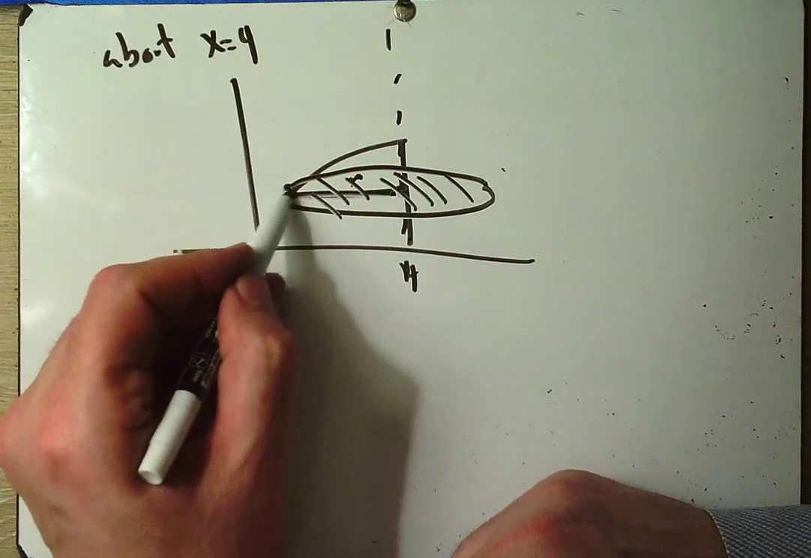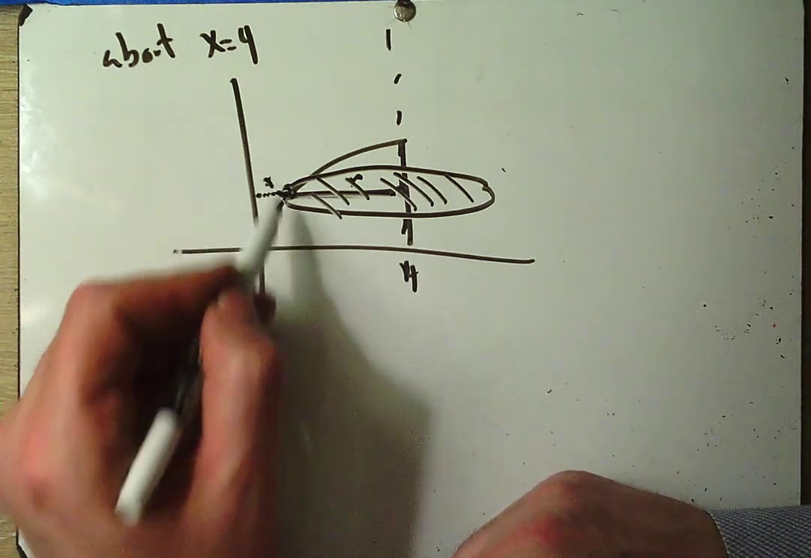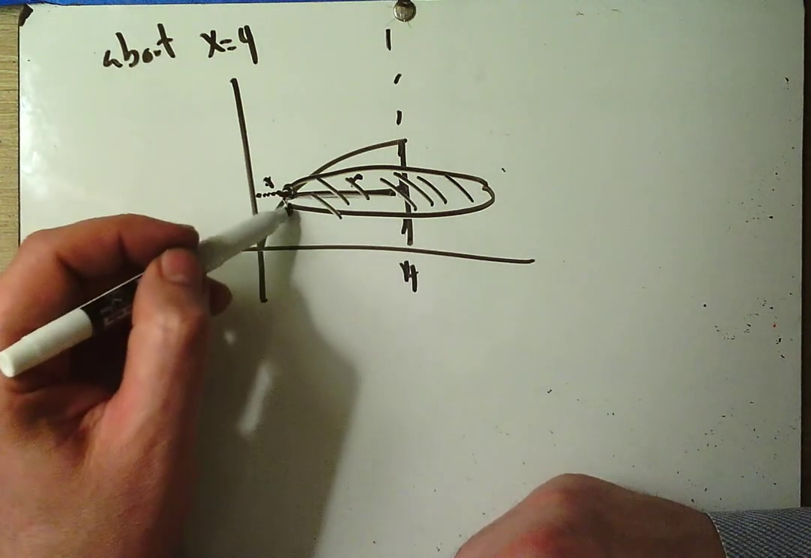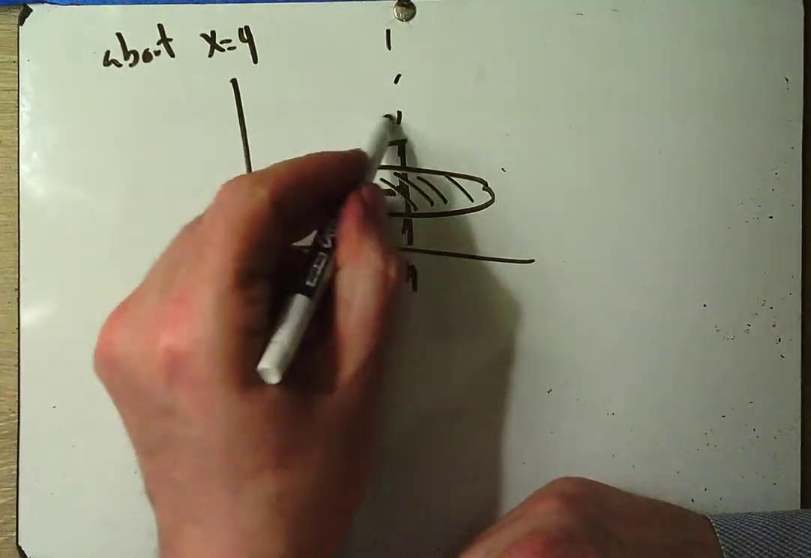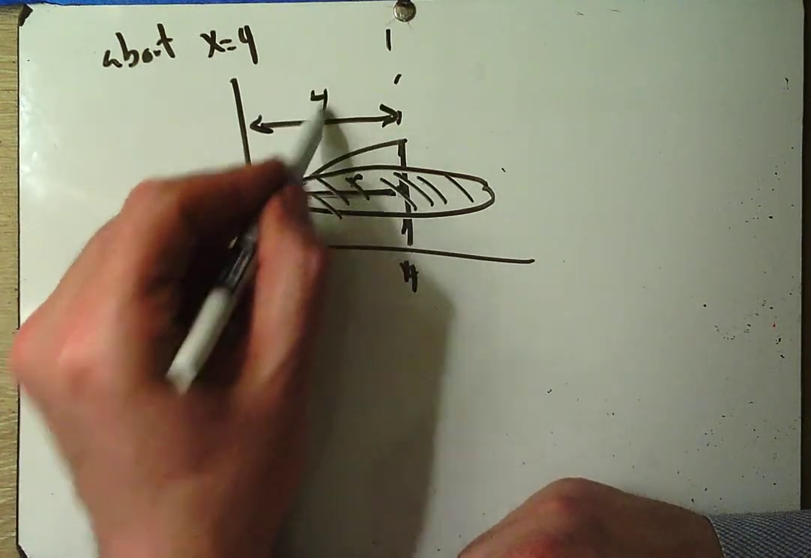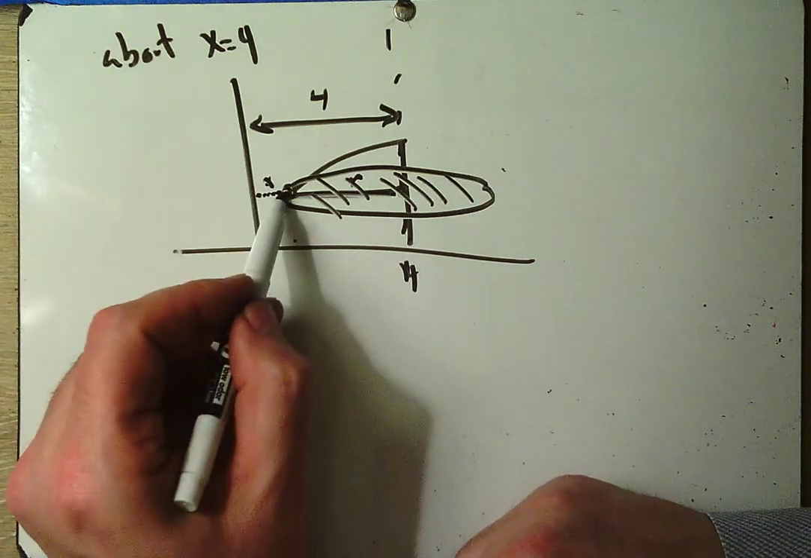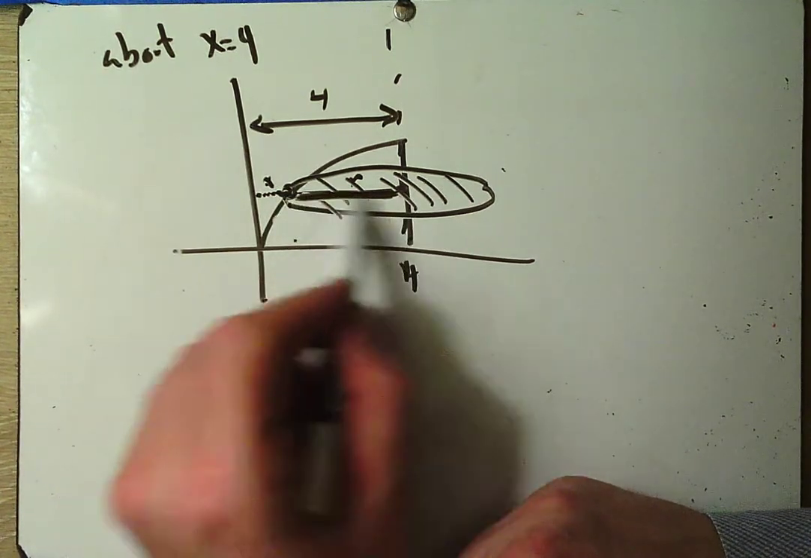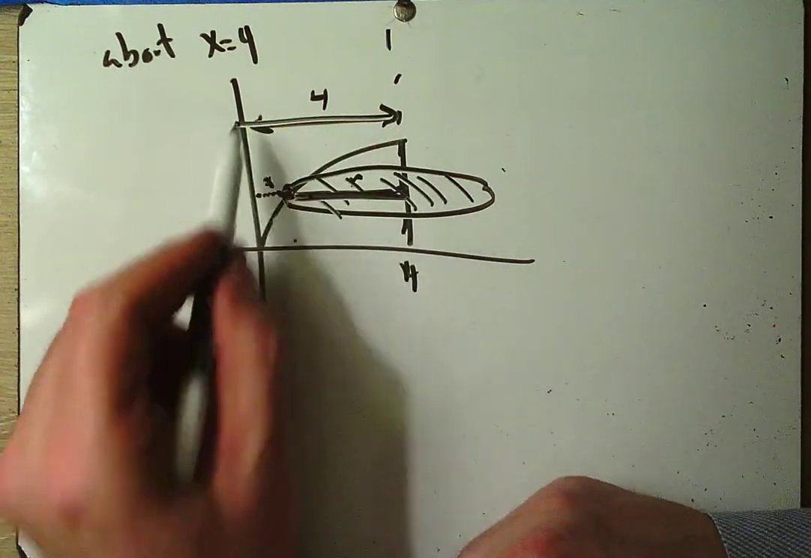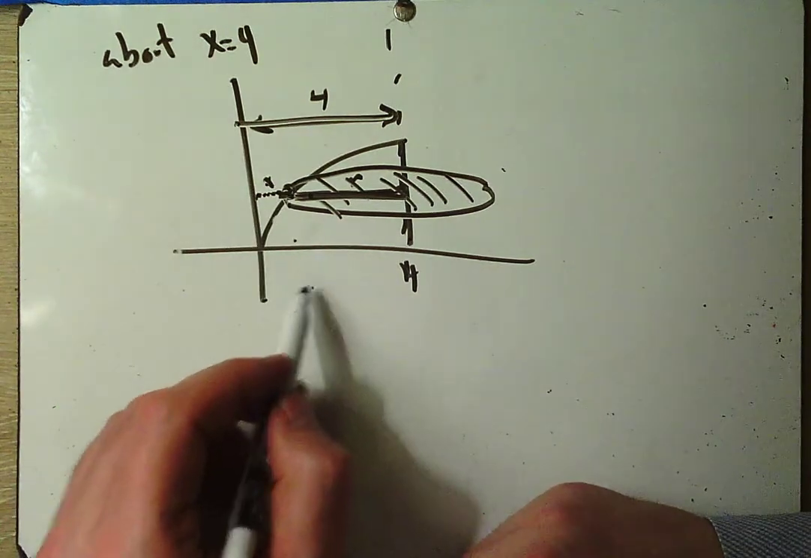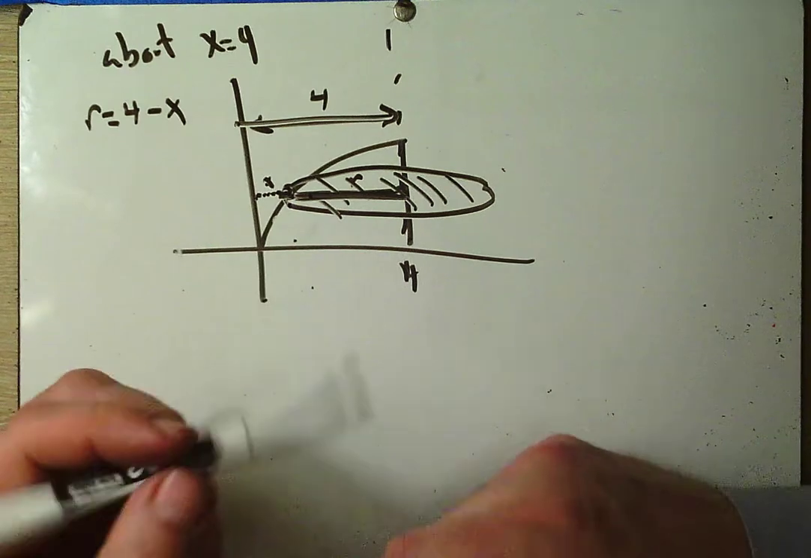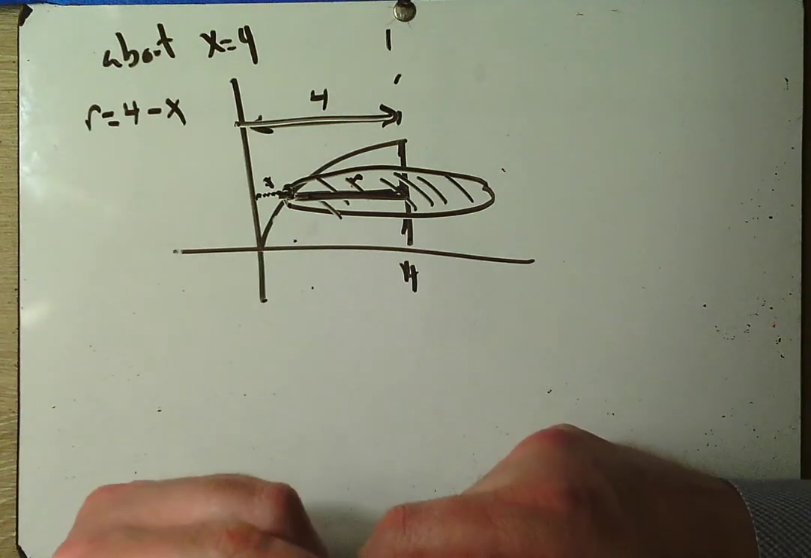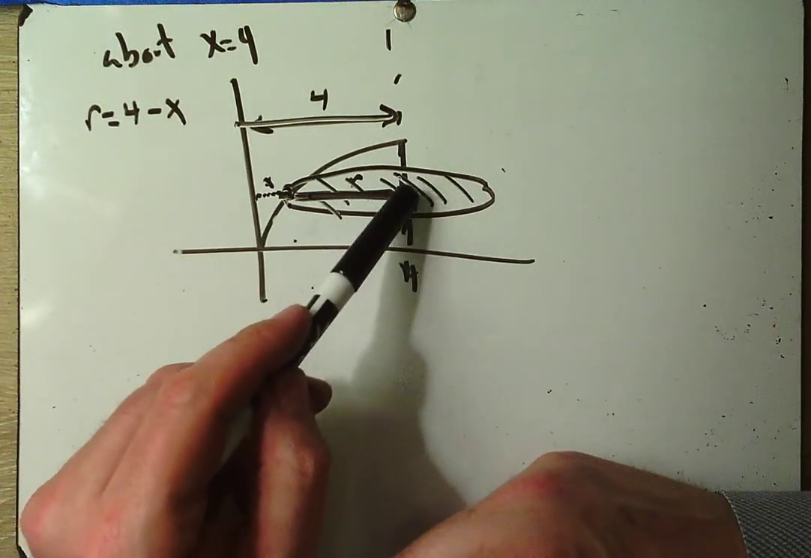Well, we know from before that this distance is called x, just like this distance is called y. This distance is 4. So my little radius here is 4 minus x. Little r equals 4 minus x. Does this have a big R? No, no big R, because look, I couldn't draw a circle on this end.